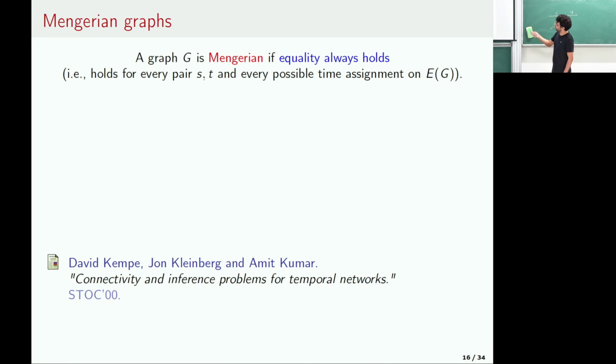But then, okay, I can try to analyze what are the graphs for which this setting of the temporal Menger thing works. I call a graph Mengerian if the equality between those two values, the maximum number of temporal paths and the minimum size of the vertex separator, always holds. Since I'm only talking of G, it means that the equality should hold for every choice that I make of S and T, and for every possible time assignment that I give for the edges of my graph.